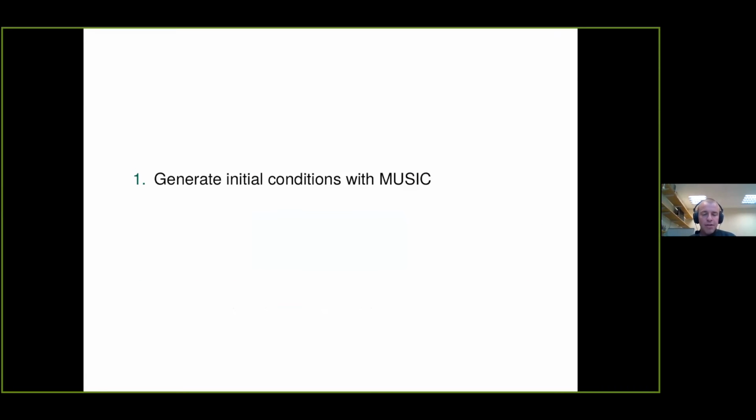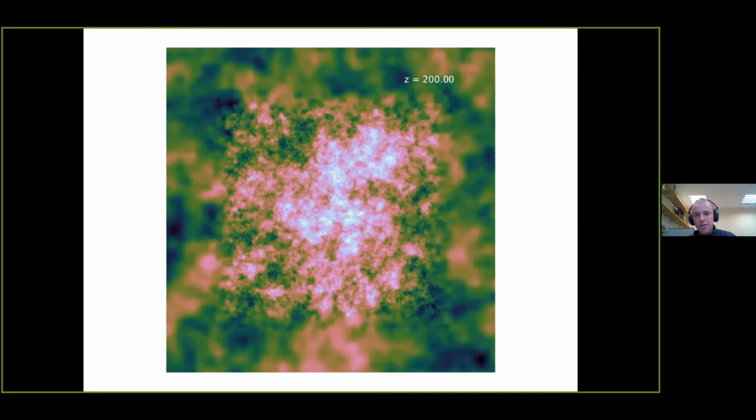The first step is you generate your zoom initial conditions with MUSIC. So I'm sure lots of you have used MUSIC before, but for those of you who haven't, it allows you to generate a set of nested grids, kind of like Russian dolls, where you have very high resolution in the center. So this is a slice of the initial conditions of the baryon overdensity field, and you can see you've got very high resolution in the center, lots of small scale fluctuations, and then as you go out from the center of the box, the resolution slowly degrades until you get to that of the coarser grid.